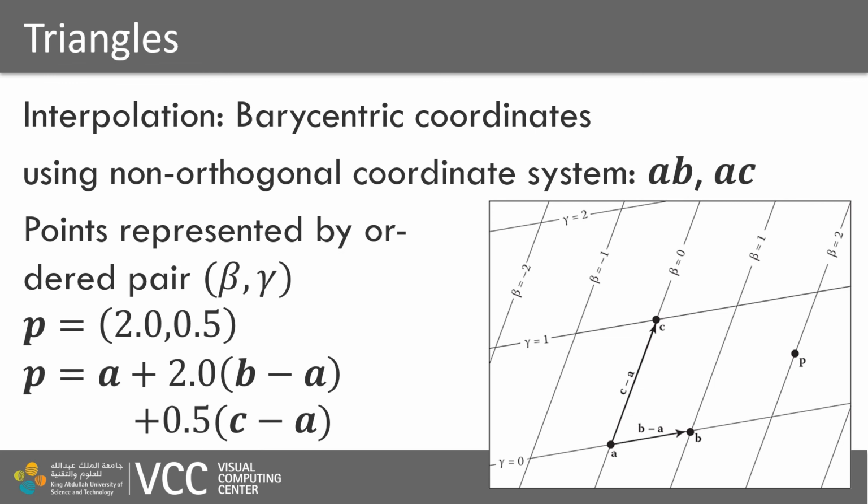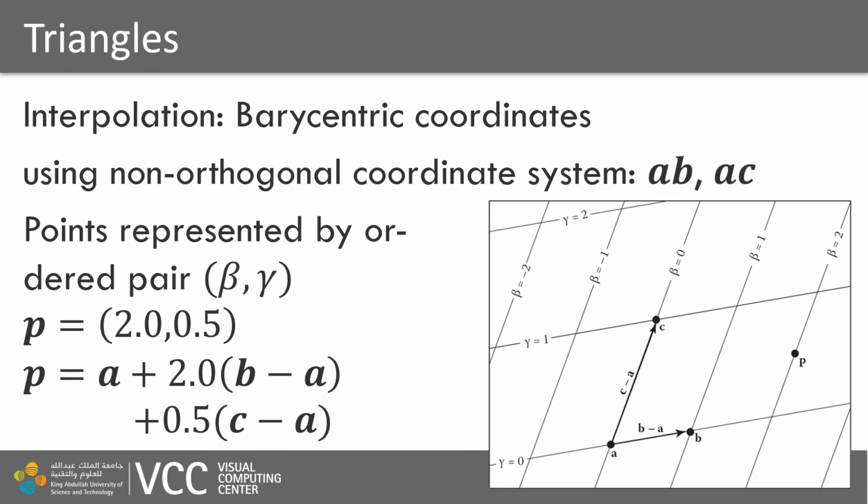So what are these barycentric coordinates? Let's start with a simple example. We have 3 points defining a triangle, A, B, and C. Now, let's define 2 vectors, the vector AB and the vector AC. As we have these 2 vectors in 2 dimensions, they are essentially spanning a certain coordinate system with which we can express any point in this plane.